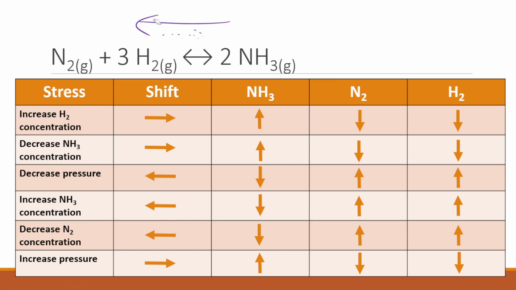Increasing pressure is another one, right? If we increase the pressure, we are going to speed up the forward reaction, right? By compressing all these things together, these are going to collide more often. We're going to produce NH3 faster than the NH3 breaks down. So we're going to shift to the right. The amount of NH3 is going to increase. We're going to make it faster than it breaks down. The amount of N2 and H2 are going to decrease. We're going to use them up faster than they get produced.